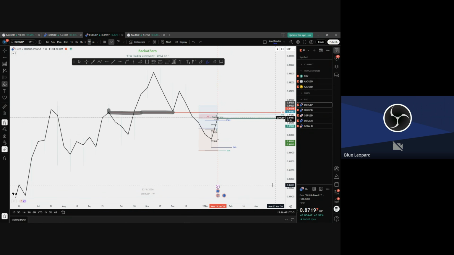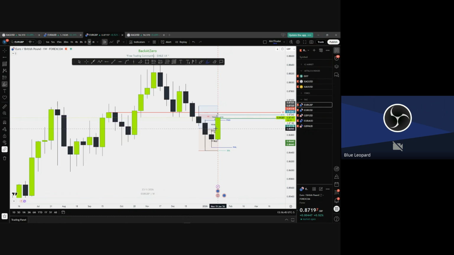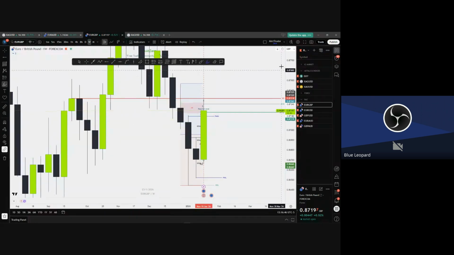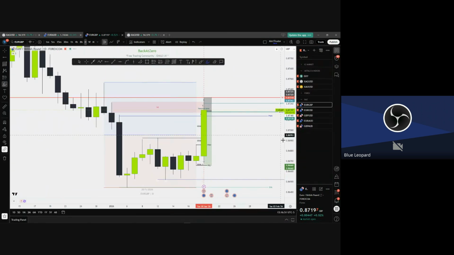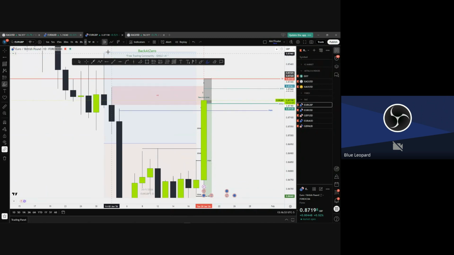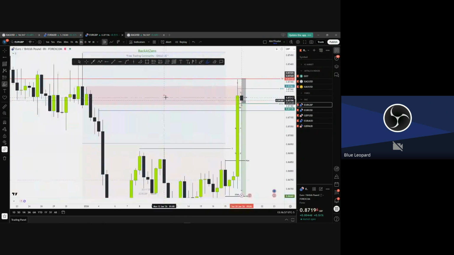So on a weekly time frame, knowing that, I will go here, I mark it, and look at what price did when it arrived. Exactly at that level, price rejected. So now I went on H8. Many people don't use H8, but I use it because for me, it's the best way to look at the day, because one candle is like one session for me.